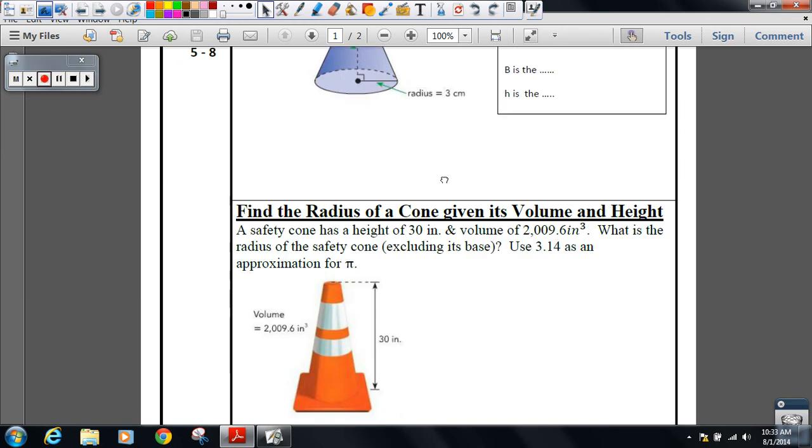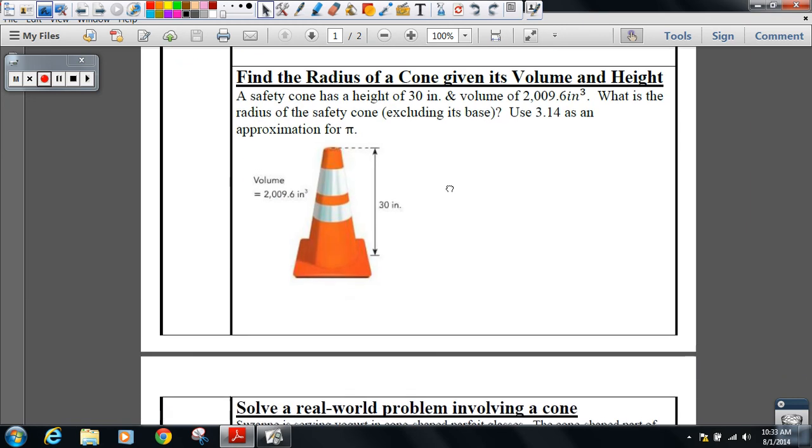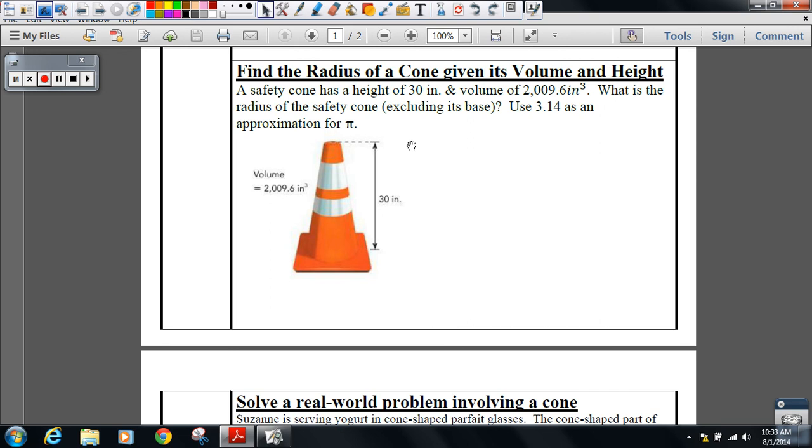Our next one then says find the radius of a cone given its volume and height. So this time the volume is given and you have to find the radius. So the safety cone has a height of 30 inches and a volume of 2,009.6 cubic inches. What is the radius of the safety cone excluding its base, so not this square part on the bottom? Use 3.14 as an approximation for pi.